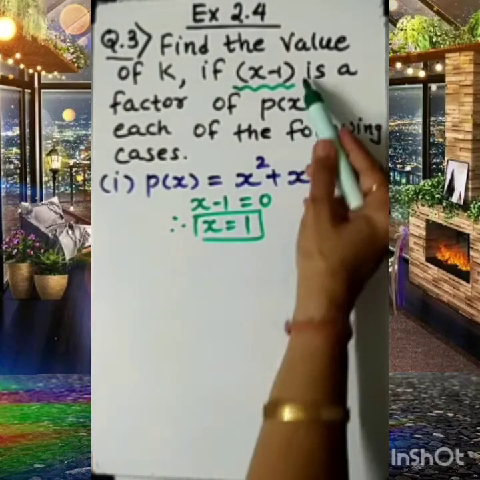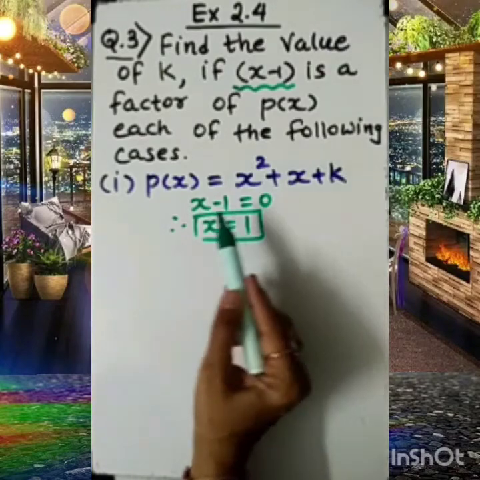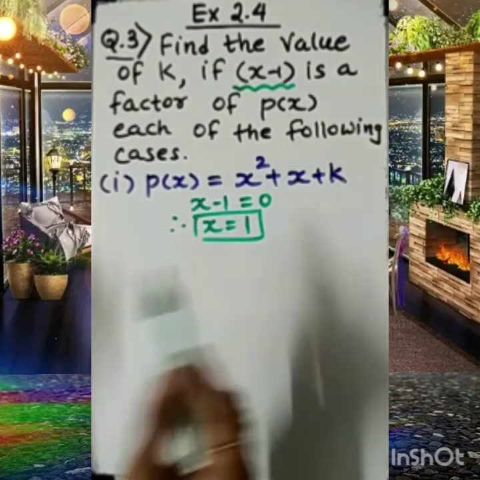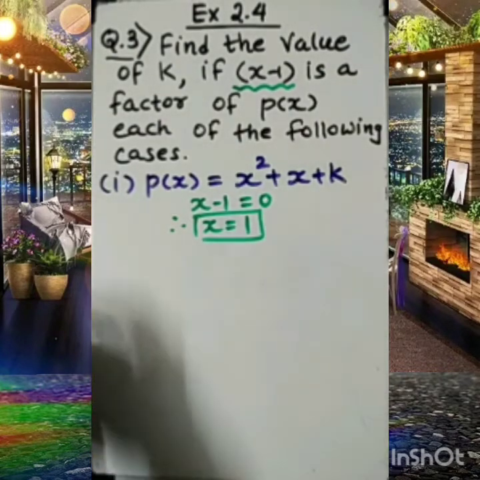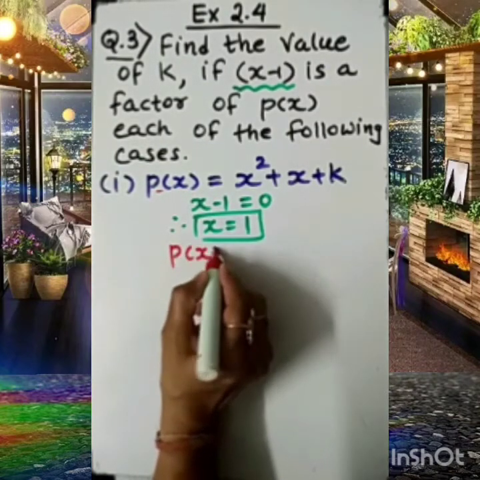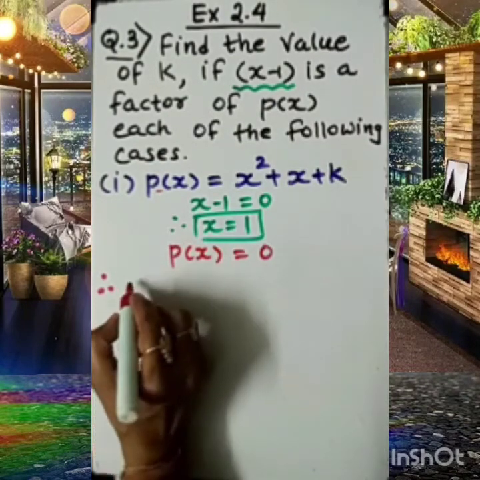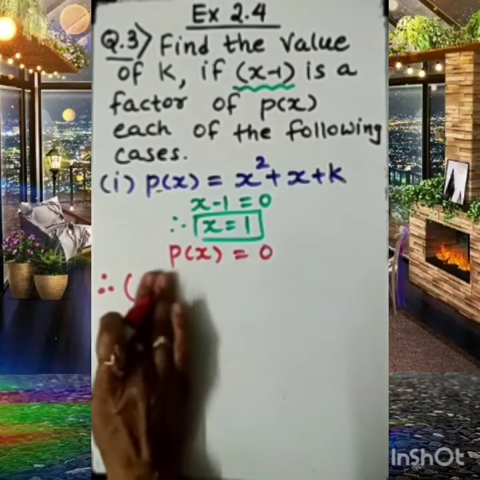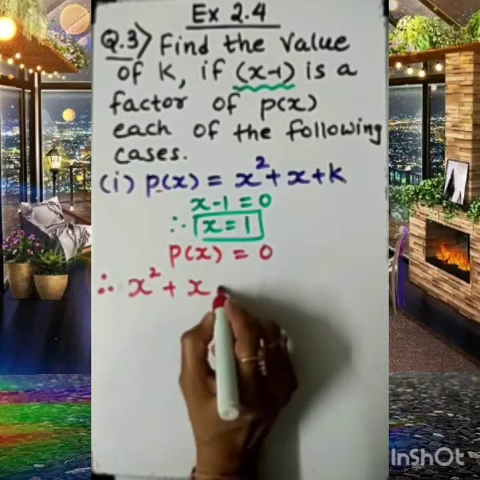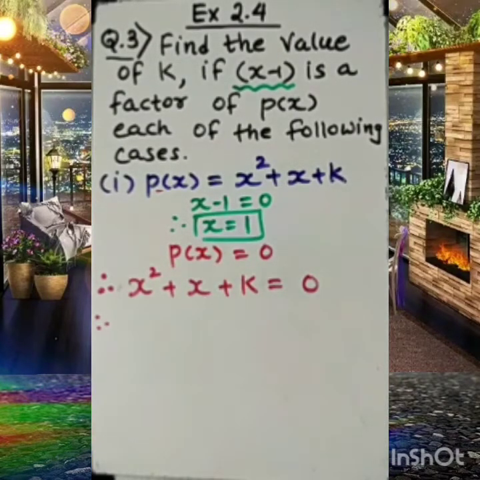Here x minus 1 is a factor, so we need to start with that. x minus 1 equal to 0. So the value of x equal to 1. Now as we know the value of this polynomial p(x) equal to 0. Therefore, here in place of p(x), let me write x square plus x plus k equal to 0.